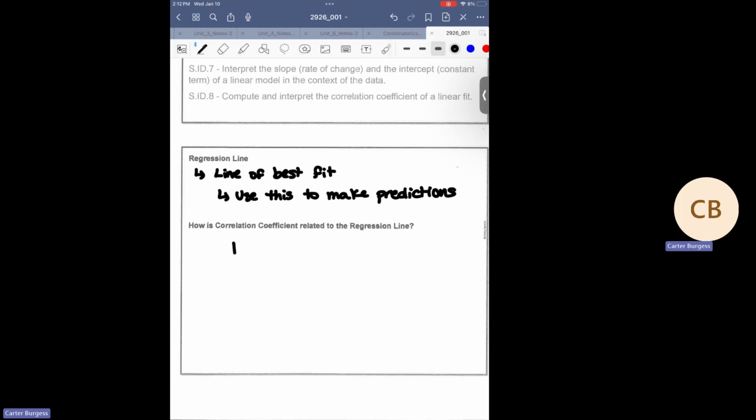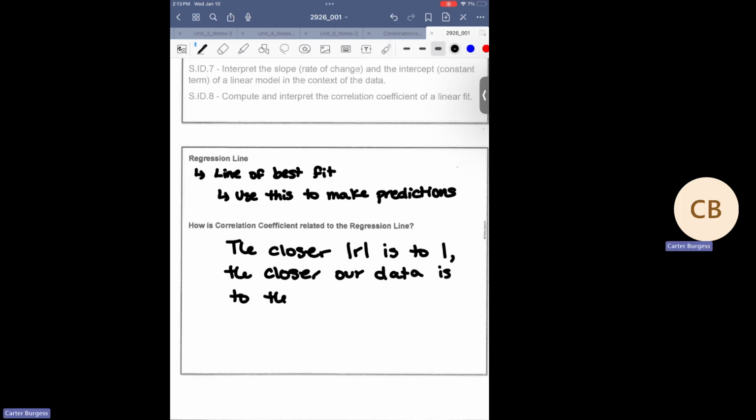So we might say something like the closer the absolute value of R is to 1, the closer our data is to the line.